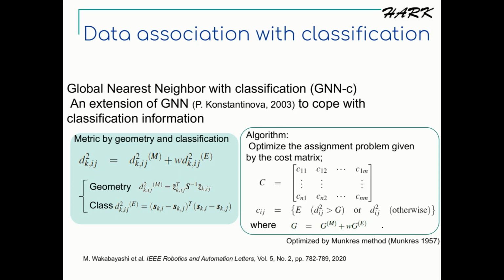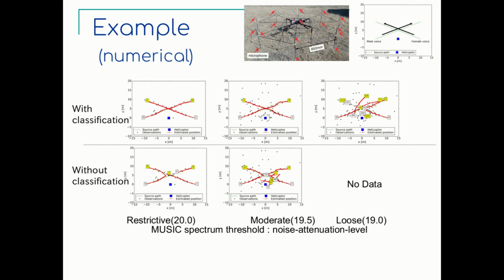We proposed a global nearest neighbor-based association method that minimizes not only the cost of the geometric distance but also incorporating the classification distance as well. I don't want to show the details of that, but if you're interested in the details, then please refer to our paper as shown here. This approach was verified and shown here.